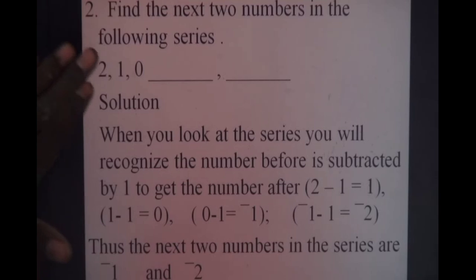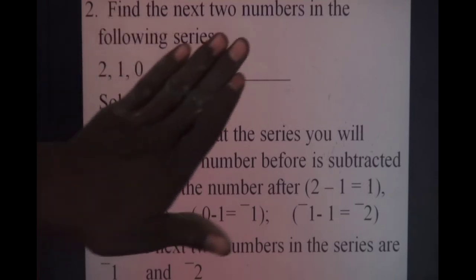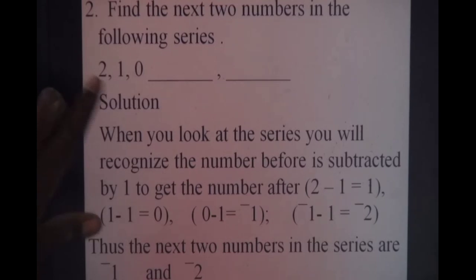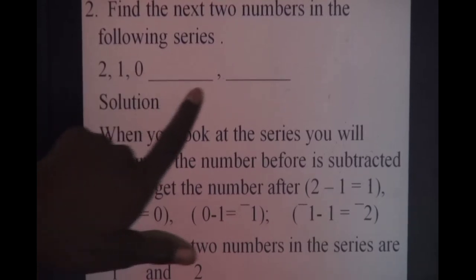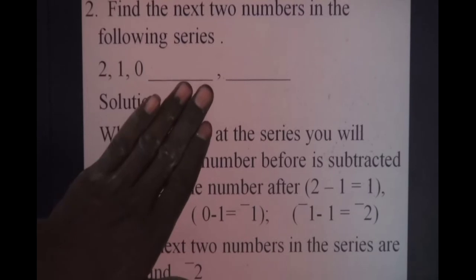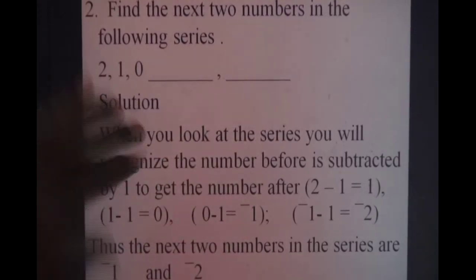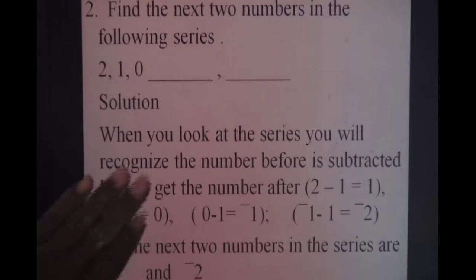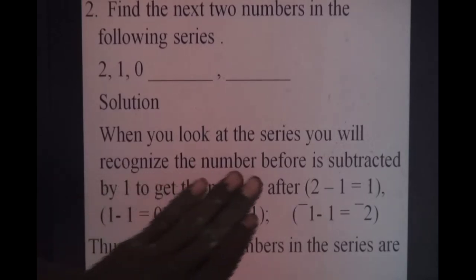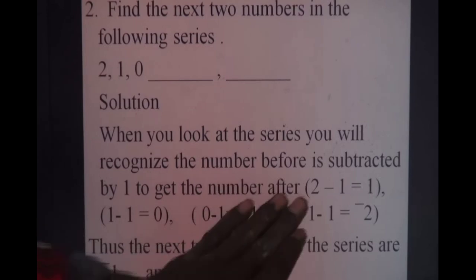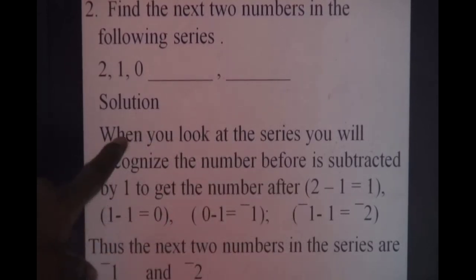The second example: find the next two numbers in the following series. We have 2, 1, 0, then a dash and another dash, so we need to find two numbers here. Solution: when you look at this series, you will recognize the number before is subtracted by 1 to get the number after.